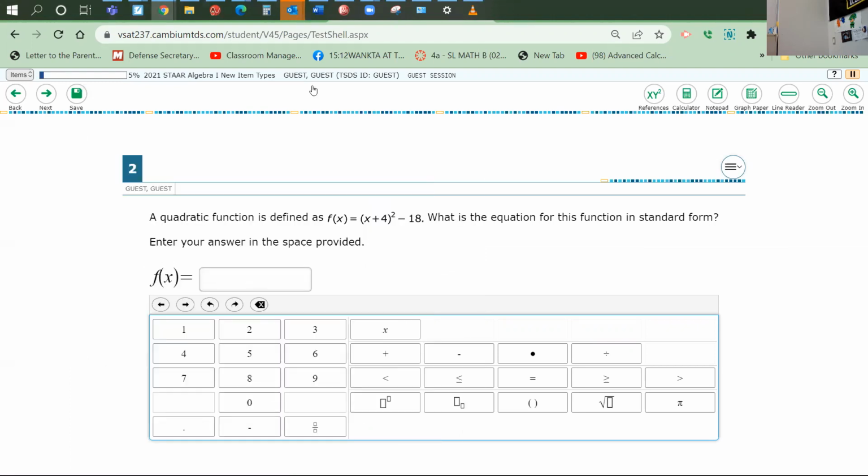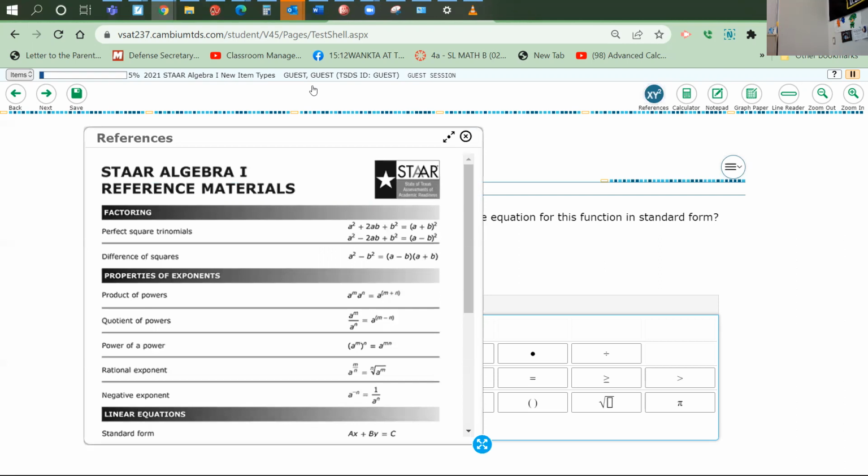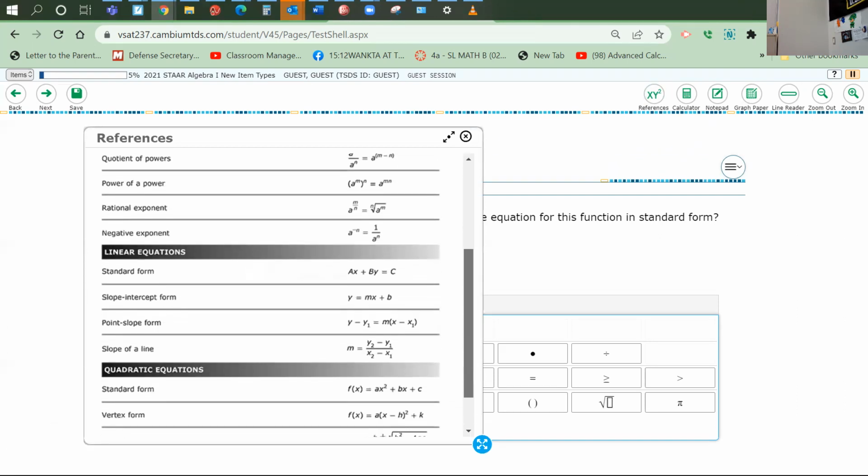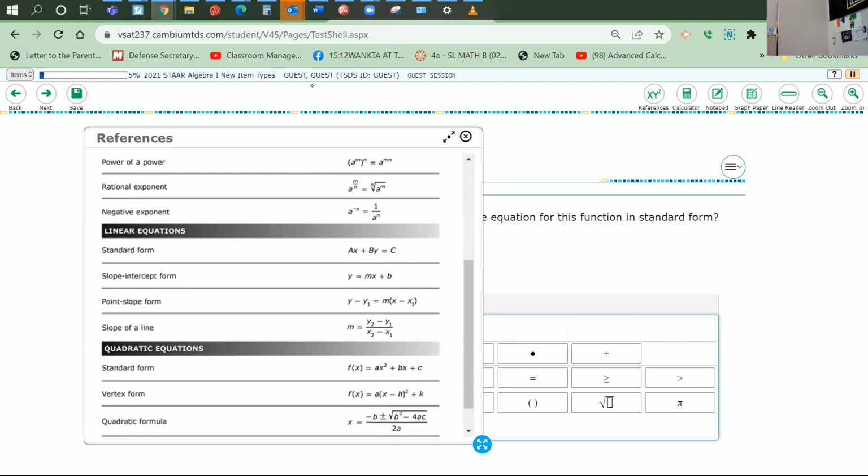Number 2 asks you to write the equation in standard form. If you look at it, this is a quadratic function. So you're going to ask, what standard form are they asking for? This equation here, x plus 4 squared, is a quadratic. So they're looking for, again, go back to my references, the quadratic equation, ax squared plus bx plus c is the standard form.